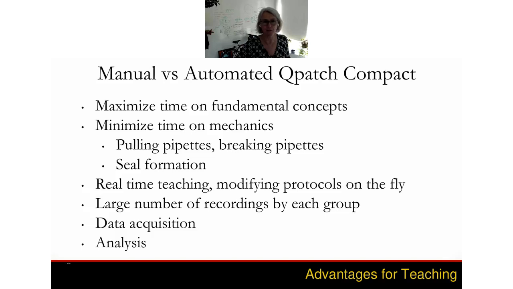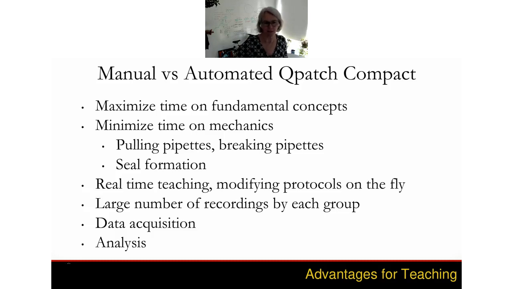And that was actually very consistent. And so I was actually pretty pleased with that. It gave me a lot more time to do real-time teaching. We were able to modify the protocols on the fly, and you'll see some examples of that. And we were able to get a very large number of recordings over the two-day period of the course with each group of students. So every group of students was able to get recordings. And then they actually took some of those recordings in a course that happened in the following semester at Brown to focus on coding, data acquisition, and analysis of the data that they were able to acquire.